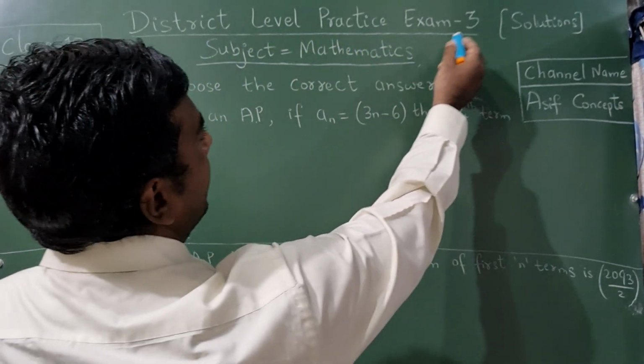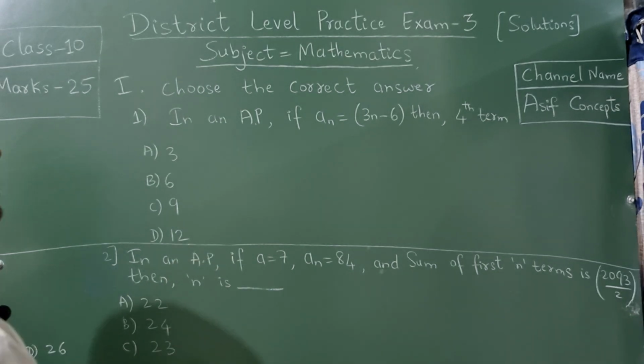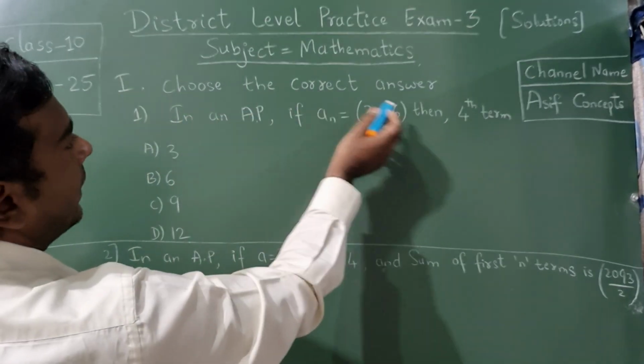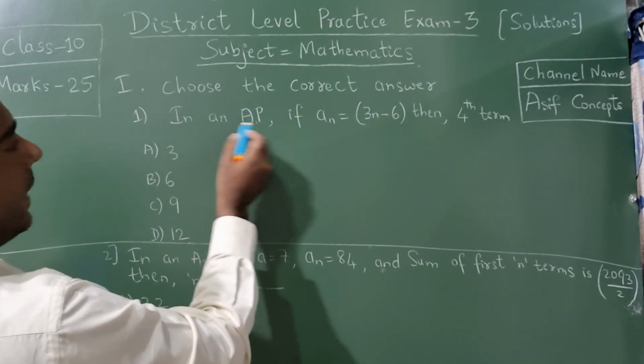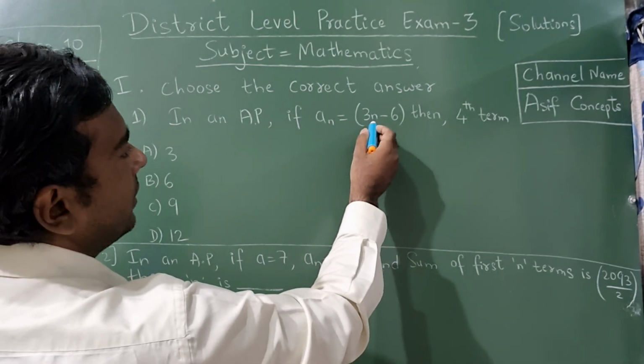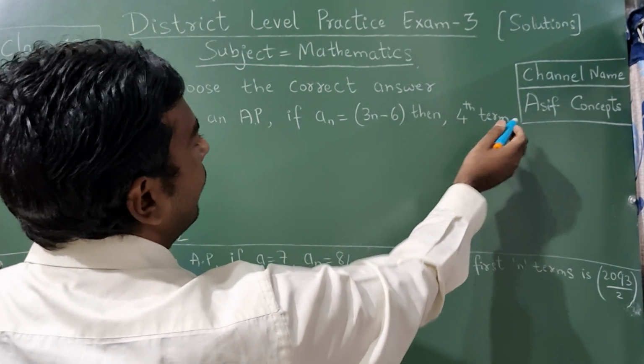District level practice exam 3 and subject is mathematics. So in that first one is choose the correct answer. So in an AP, if an is equal to 3n minus 6, then what will be the fourth term?